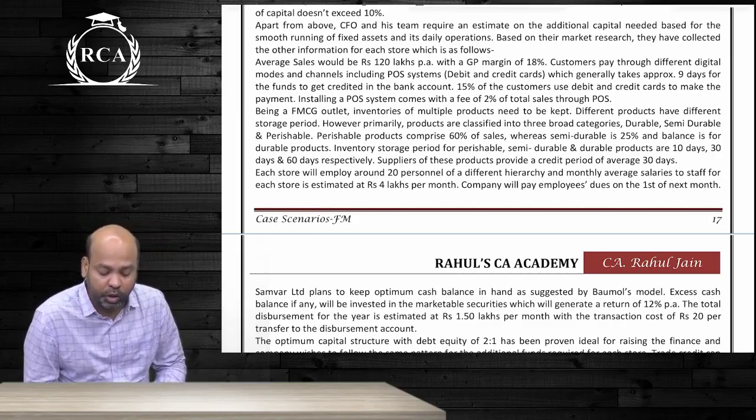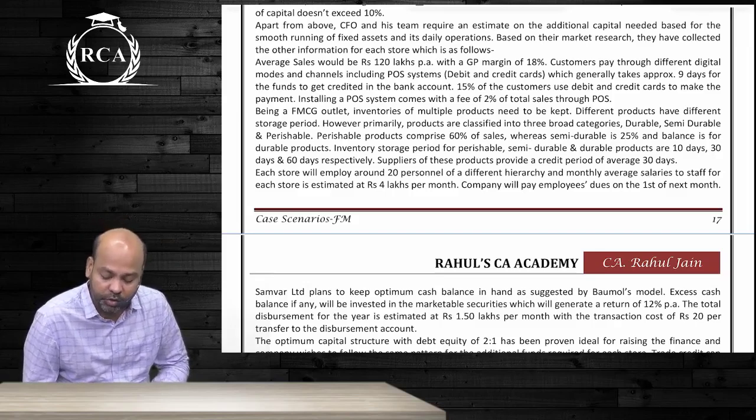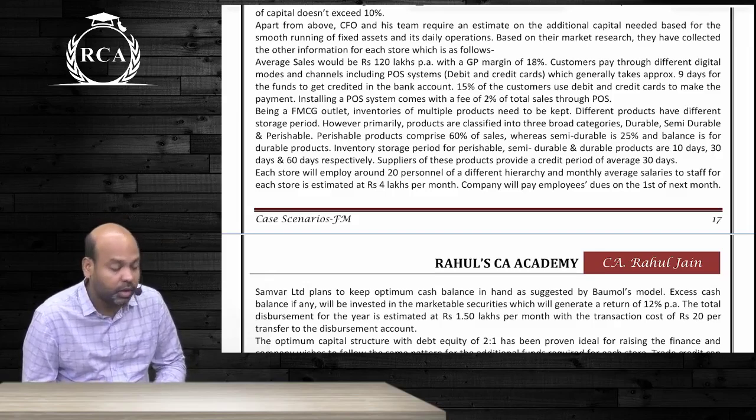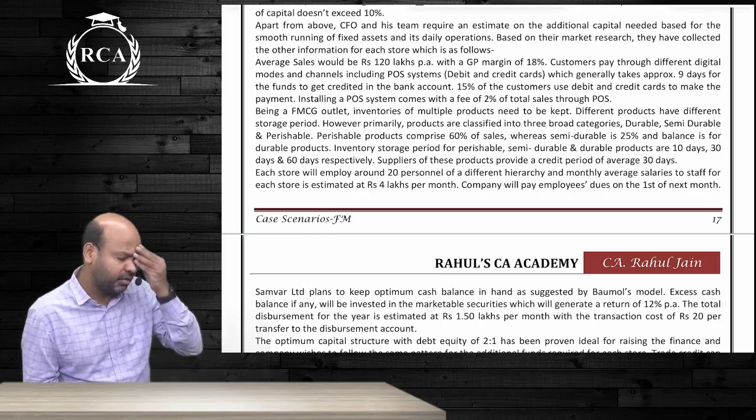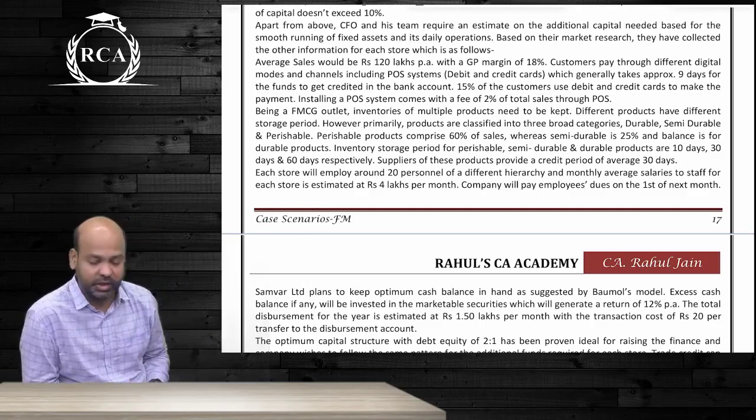Each store will employ about 20 personnel of a different hierarchy, and monthly average salaries to staff for each store is estimated at 4 lakhs per month. Companies will pay employees due on the first of each month. This is to compute outstanding salaries. The worst part beta is that they did not consider this part anywhere in computing their cost of sales.